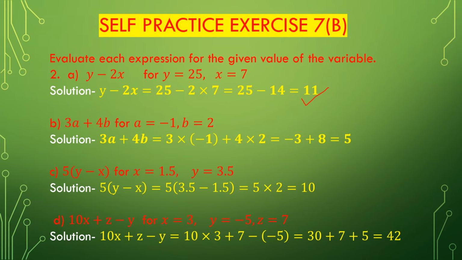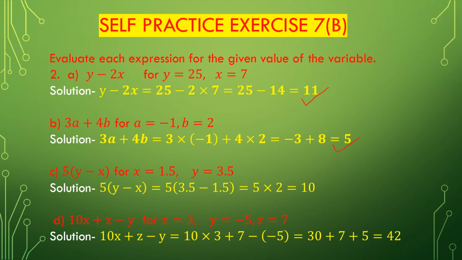Second bit b. 3a plus 4b for a equal to minus 1 and b equal to 2. Substitute the value of the variable a as minus 1 and b as 2 in the expression 3a plus 4b. We get 3 multiplied with minus 1 plus 4 multiplied with 2. 3 multiplied with minus 1 is minus 3 and 4 multiplied with 2 is 8. Minus 3 plus 8 is 5. So the value of the expression 3a plus 4b is 5.